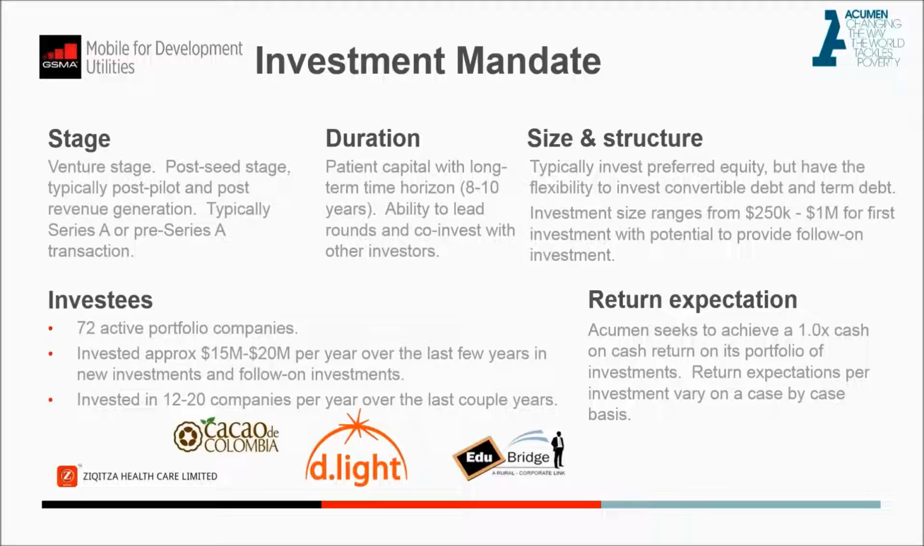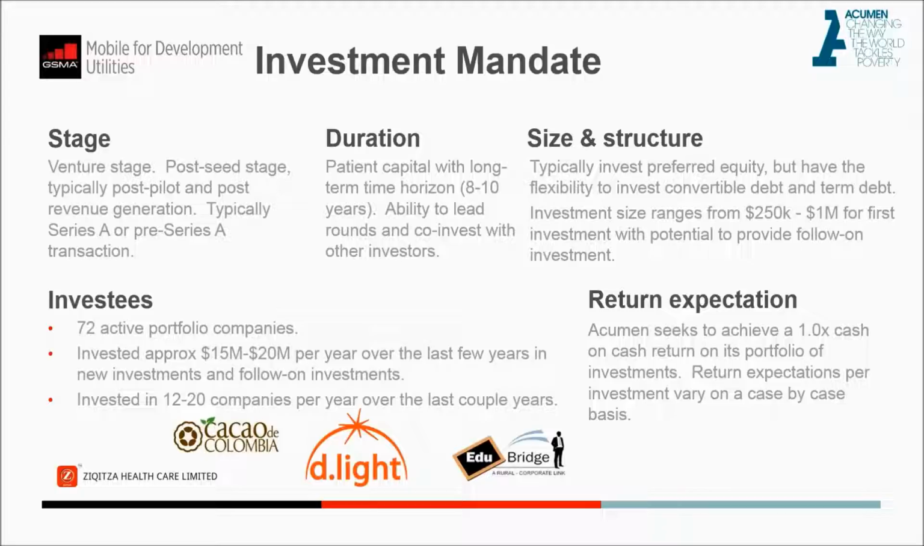So currently we have about 70 active portfolio companies. We've invested $15 to $20 million over the last couple of years in new companies, as well as to continue to support our existing companies. And you can see there we've invested in roughly 12 to 20 companies per year over the last couple of years, to give you a sense of the investment activity on a yearly basis.